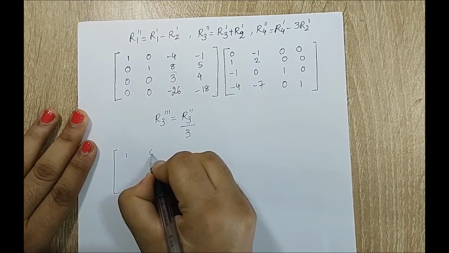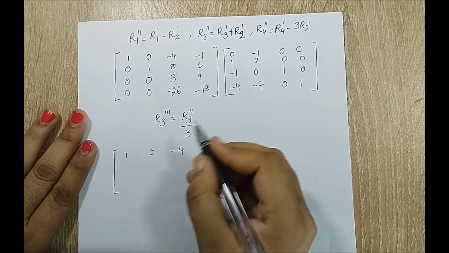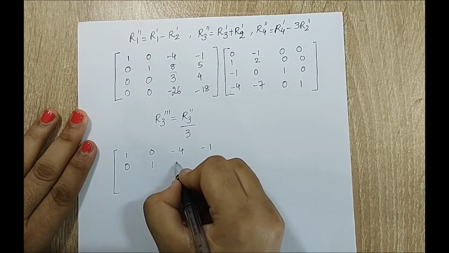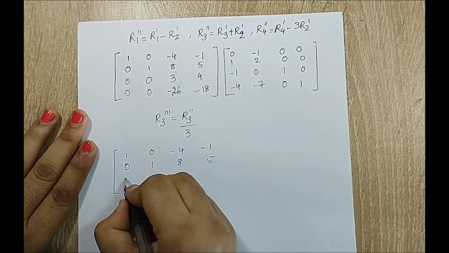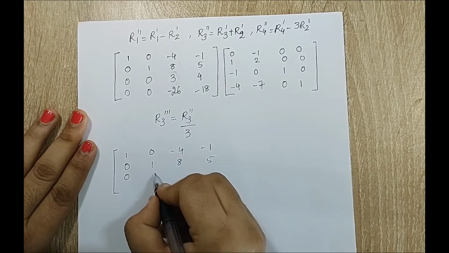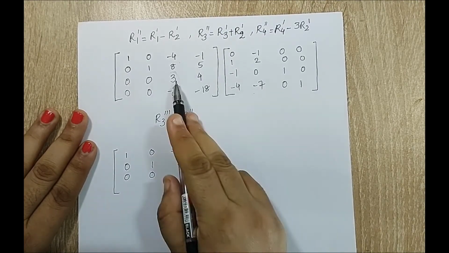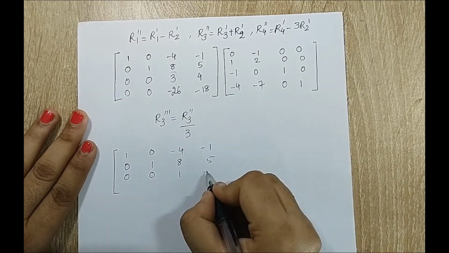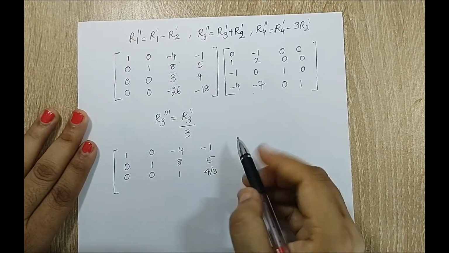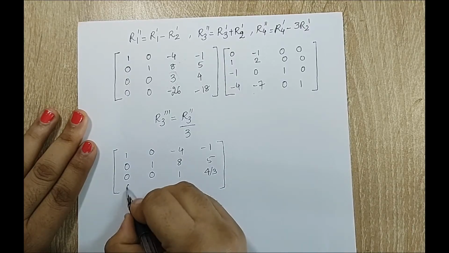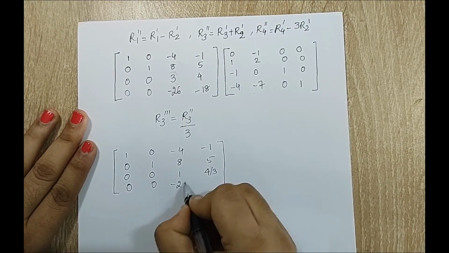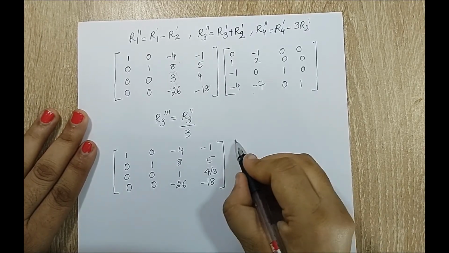First row will be 1, 0, minus 4, minus 1. It will remain same. 0, 1, 8, 5 will remain same. 0 divided by 3 is 0. 0 divided by 3 is 0. 3 divided by 3 is 1. And this will be 4 by 3. The last row will again remain same. 0, 0, minus 26, minus 18.